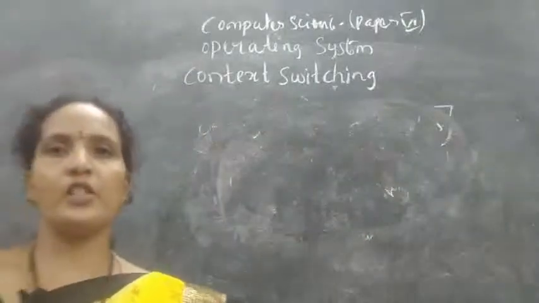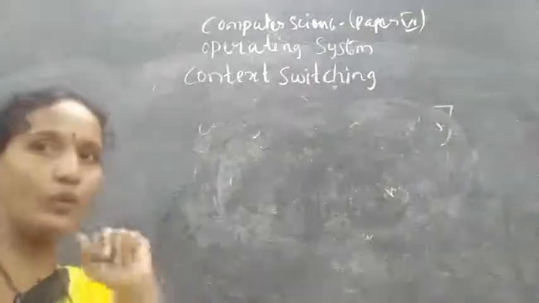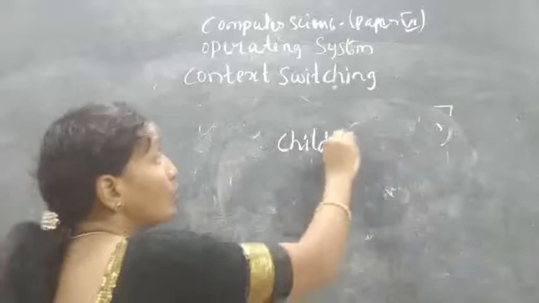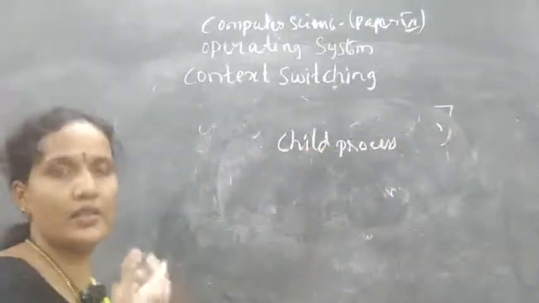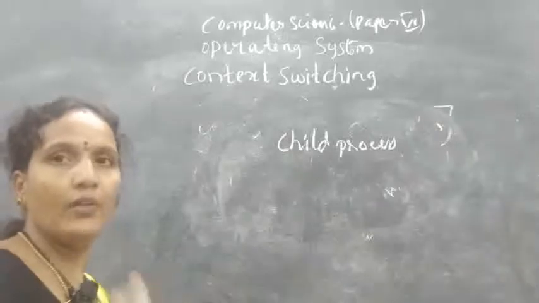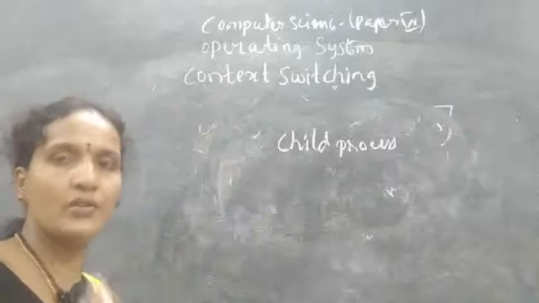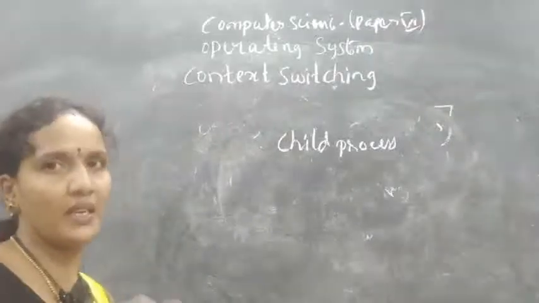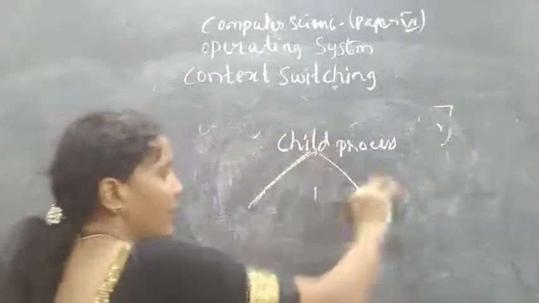There are many situations where a child process can be created, but there are two ways to create a child process. I think you all understood how a child process is created. When the parent process consists of many tasks, instead of solving all the tasks in one process, it will divide them into subparts, which are nothing but child processes.